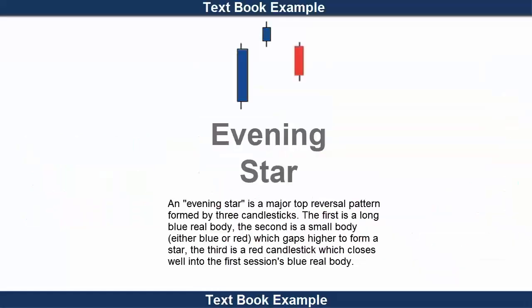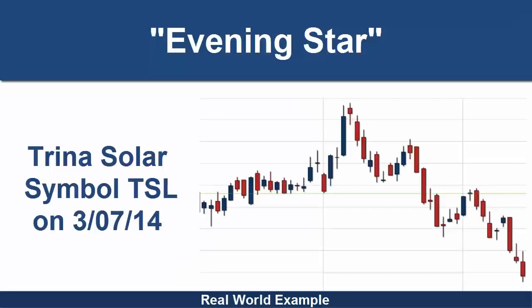An evening star is a major top reversal pattern formed by 3 candlesticks. The first is a long blue real body. The second is a small body, either blue or red, which gaps higher to form a star. The third is a red candlestick which closes well into the first session's blue real body. In this real-world example of an evening star, we're looking at the stock Trina Solar, symbol TSL. Can you spot the evening star?